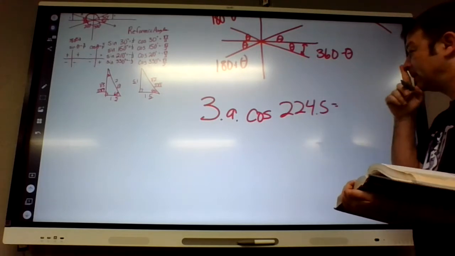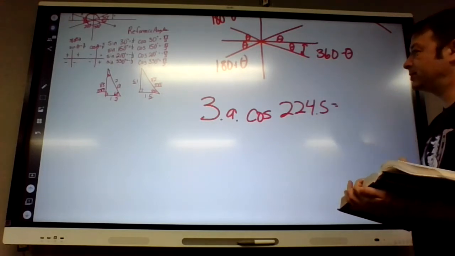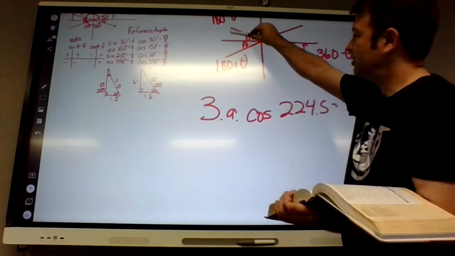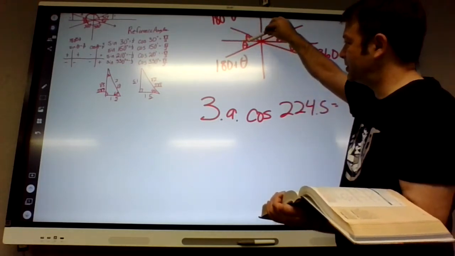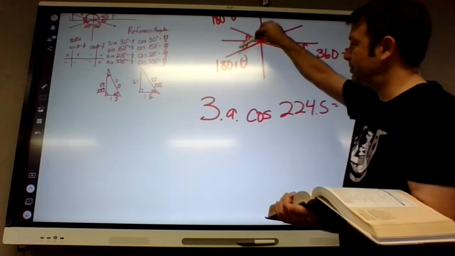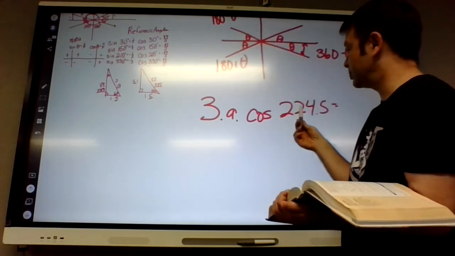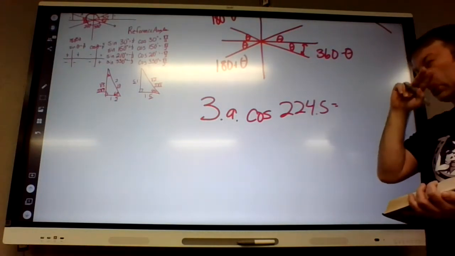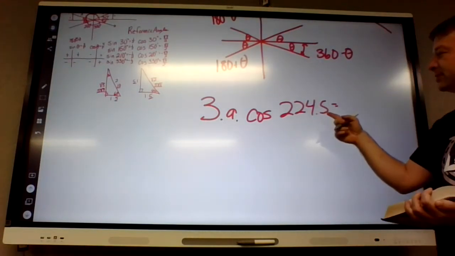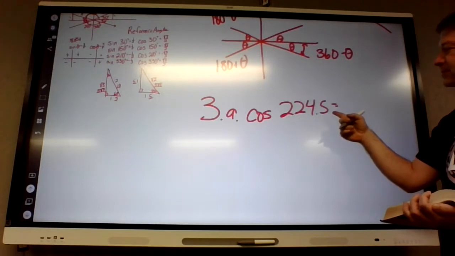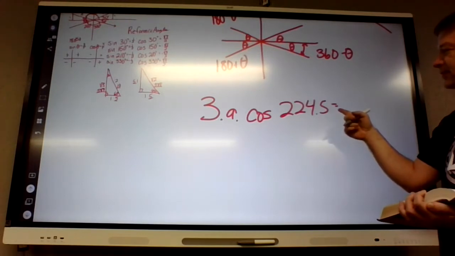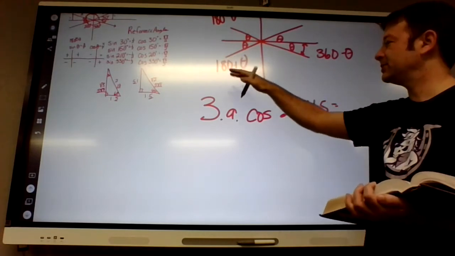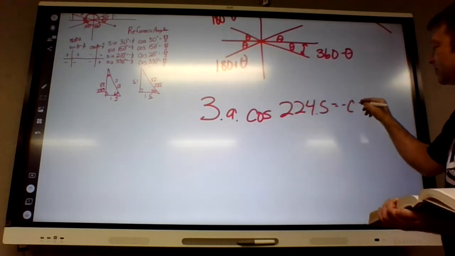Okay. What quadrant is 224.5 in? Third. So to find out what this reference angle is, we need to figure out how far this is from 180. So 224.5 minus 180 would give us 44.5. And is cosine positive or negative in the third quadrant? So it's negative cosine.